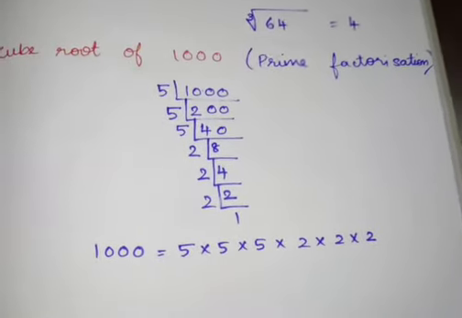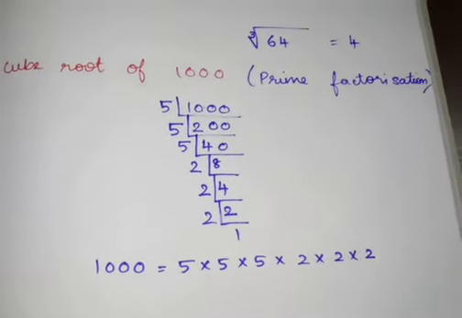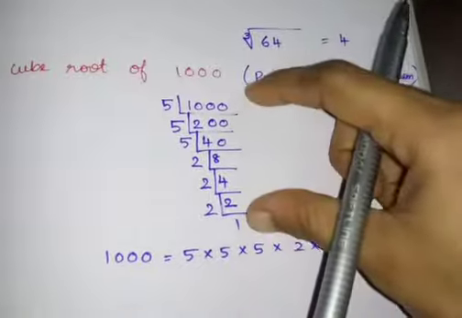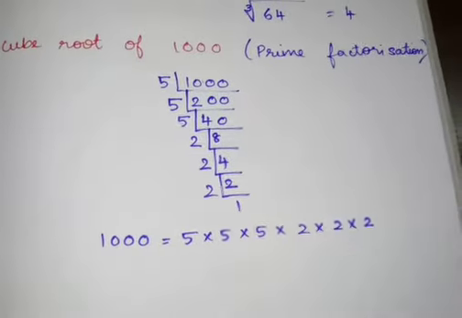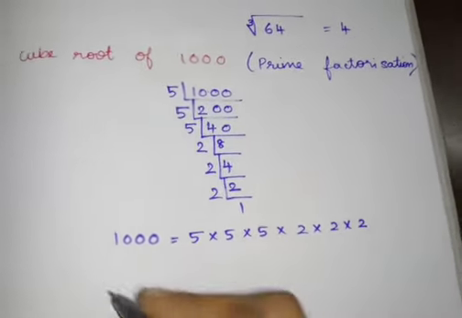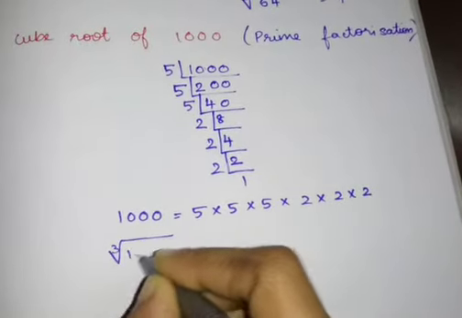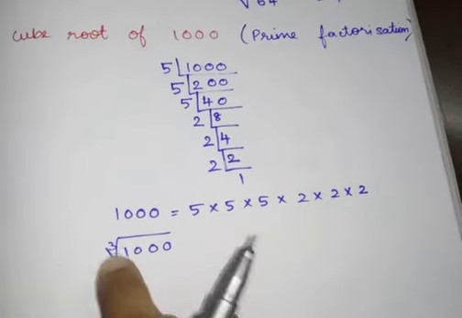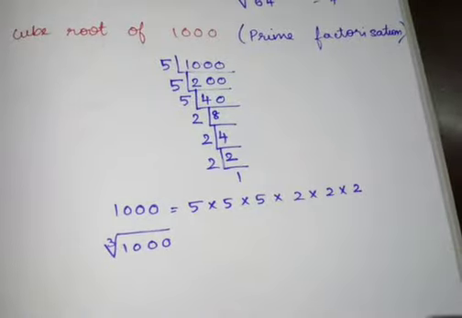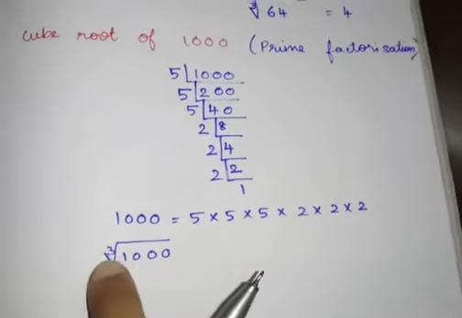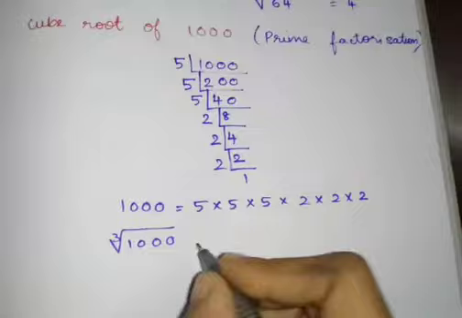So now I have done the prime factorization of this number and I have written it. Now what do we have to find? We are supposed to find the cube root. Don't forget to put this 3, children. If you are not putting it, the meaning is square root. If you put this 3, that means the cube root.